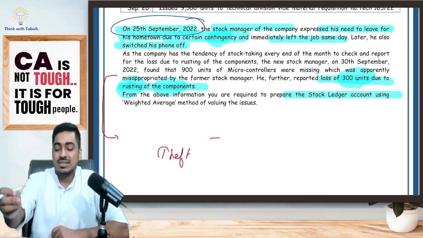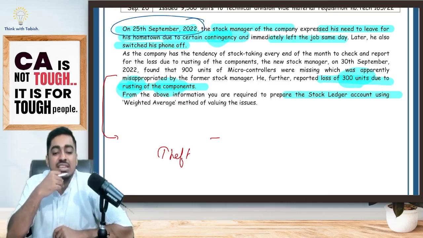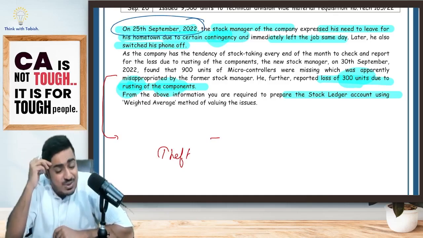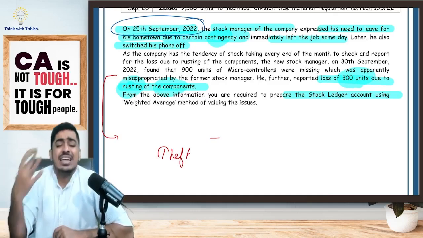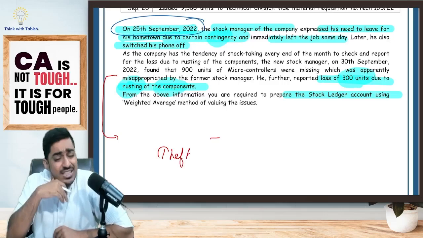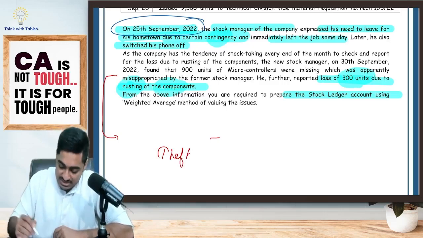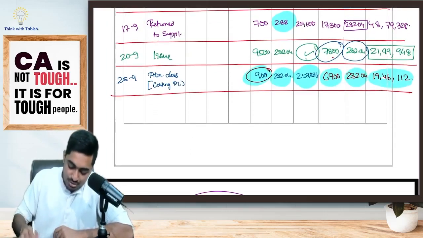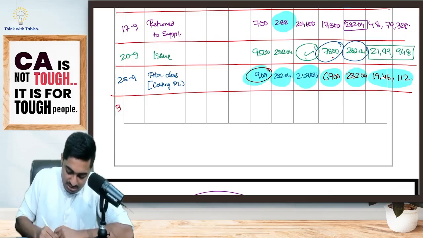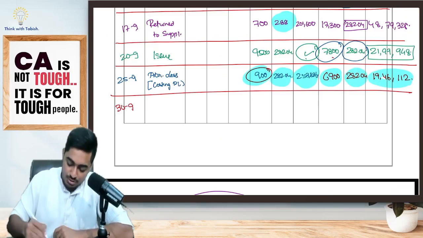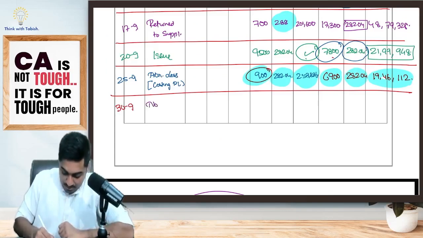Now tell me, if I purchase iron components, rusting happens. Will I be knowing that well in advance or not? It is an inherent property of iron, right? Can I do anything for that? No. That means what kind of loss it is? It is a normal loss. Inherent, unavoidable, beforehand itself I will be knowing. So I will now show treatment for normal loss. 30th September. Okay, boss, what happened? I will tell normal loss.